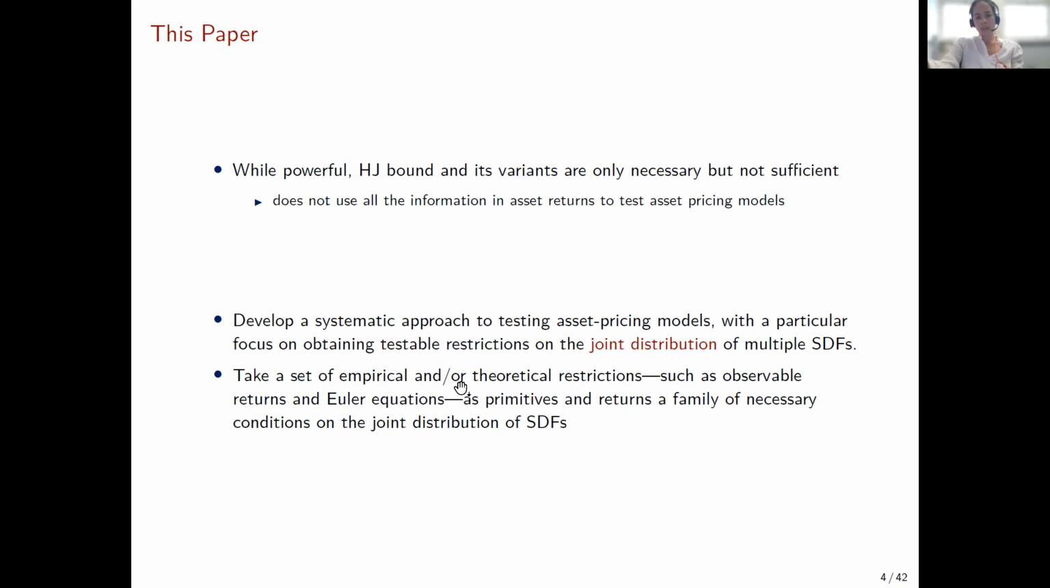So what we do in the paper is that we take a set of empirical and theoretical restrictions. By a theoretical restriction, for example, you can think of an Euler equation as primitives. And what we're going to do is return a family of necessary conditions that the joint distribution of stochastic discount factors has to satisfy.